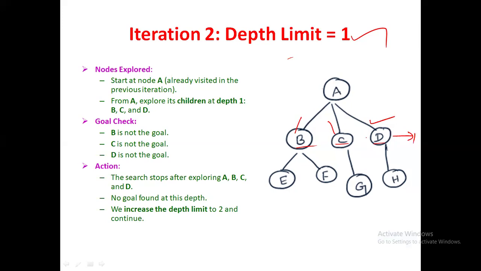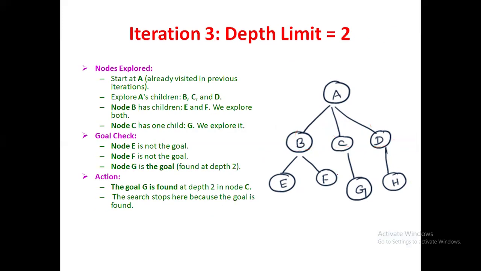As the goal is still not found, we again increase the depth limit. Here we are moving from 1 to 2, setting the depth limit to 2 and beginning the next iteration.